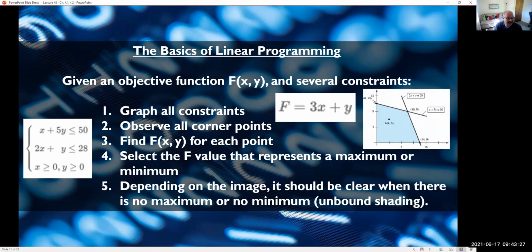And we've done that application a couple times, so now you know how to do that. There's a system. That's what the graph looks like, okay? And if you look at the points, observe the corner points. One of them is 0, 10. One of them is 10, 8. And one of them is 14, 0.